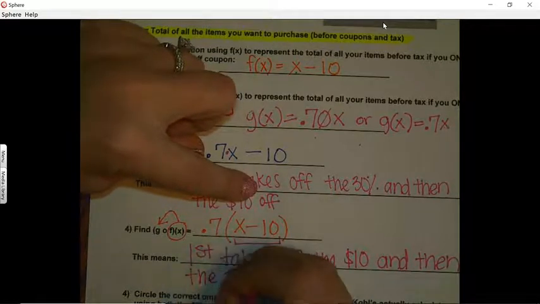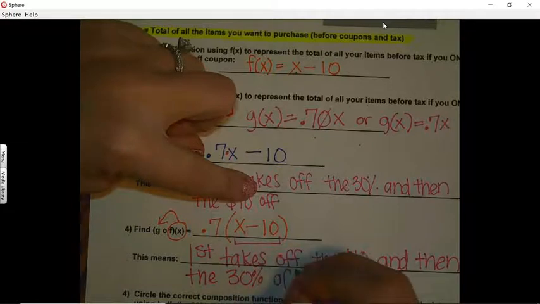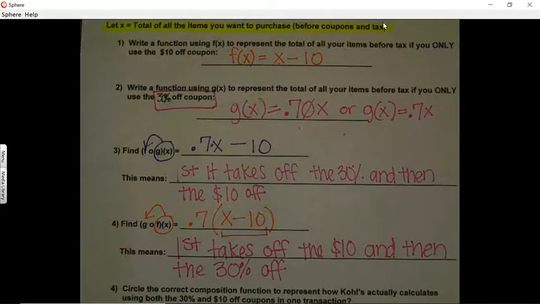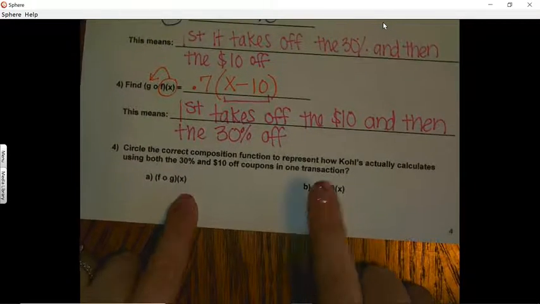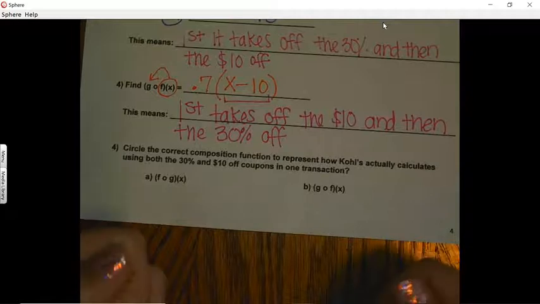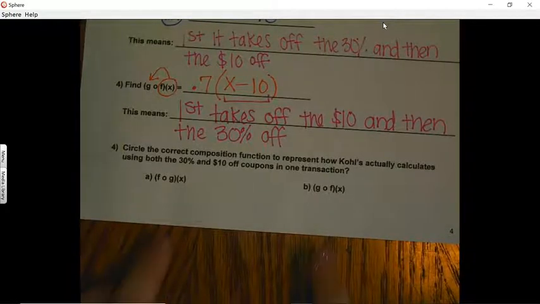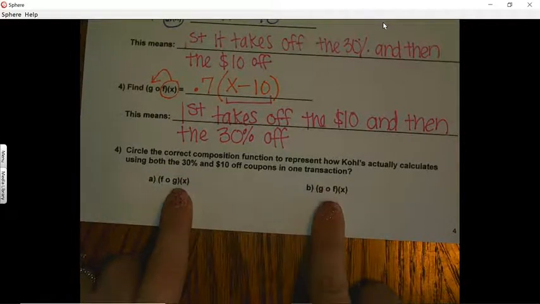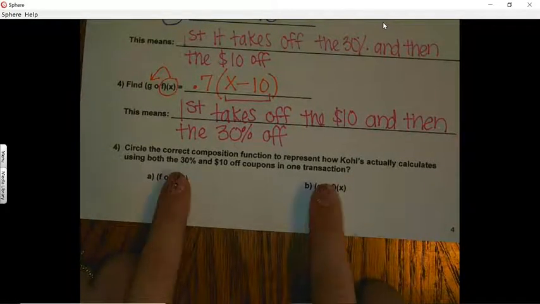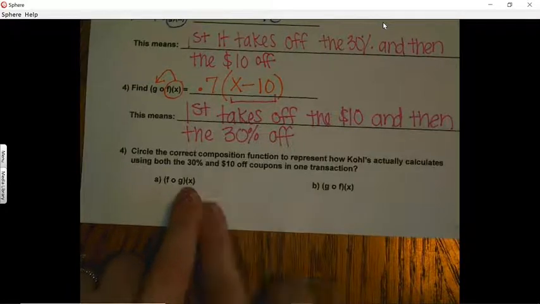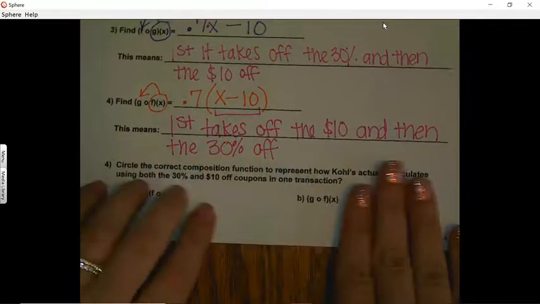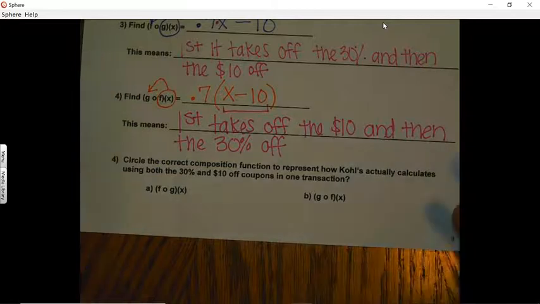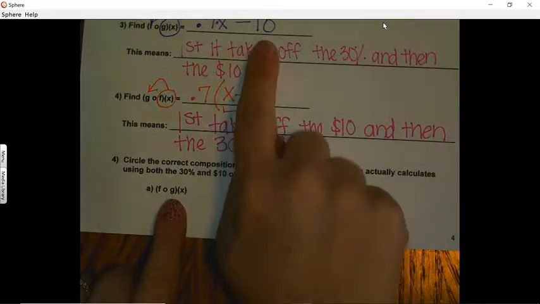the 30%. So the point I want to make here is the order does matter. And again, here's a real life example where Kohl's allows both coupons, and whoever programmed the register, when they scan all your items and your coupons, how does the computer know which one to do, right? So somebody has to know this kind of math so that the computer can be programmed for the correct composition. So now this last problem, you would only know if either you've worked at Kohl's or you've gone to use coupons as to which one does Kohl's do first.